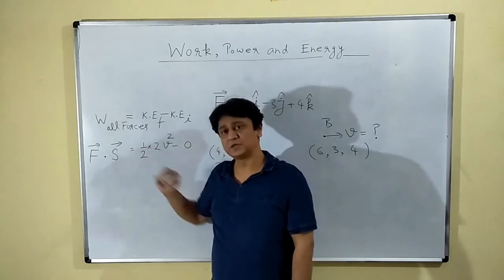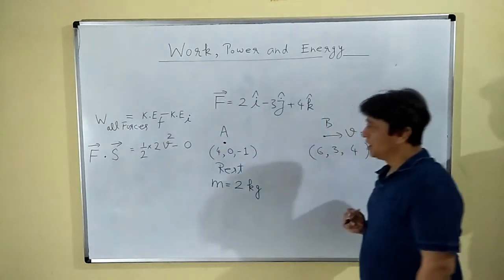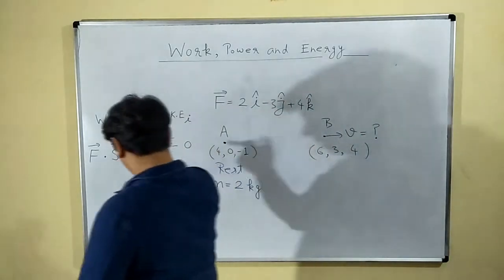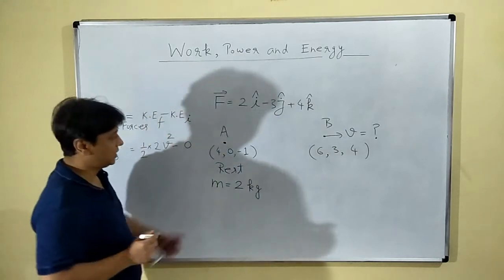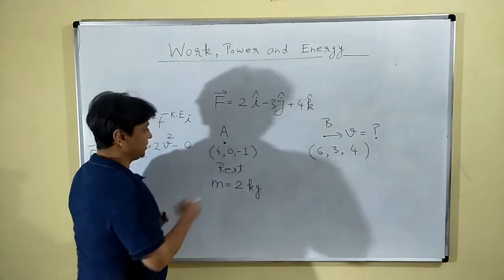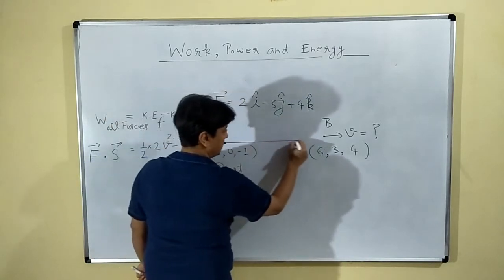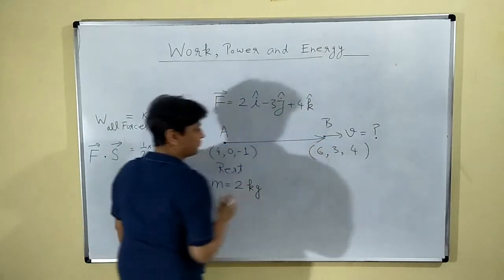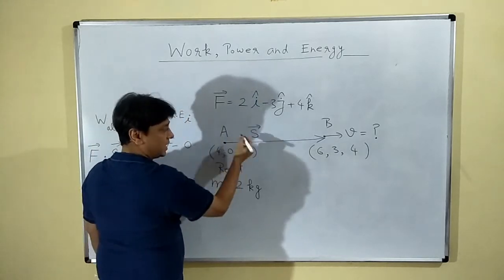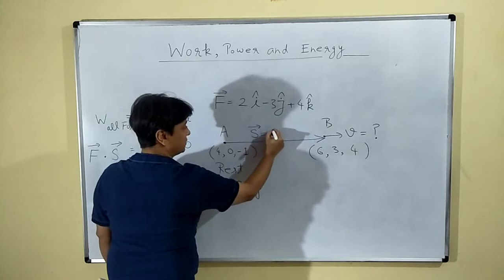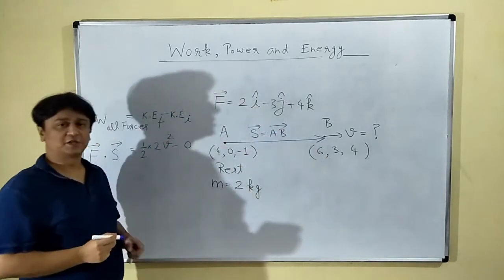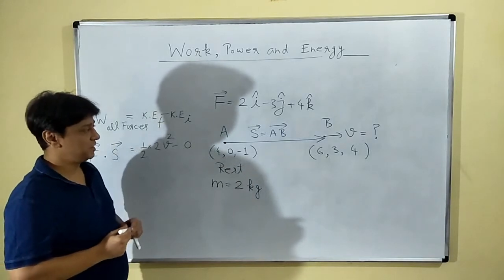Just go for this displacement. Now how to find displacement? Our object is moving from where to where? From A to B. If it is moving from A to B, then displacement S is nothing but AB. Displacement S is what? AB.